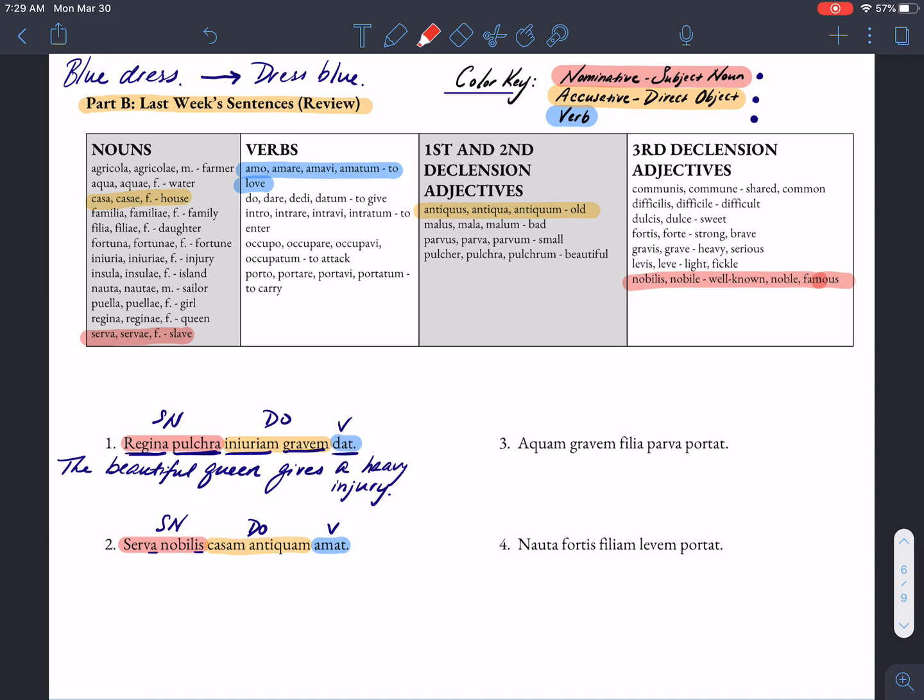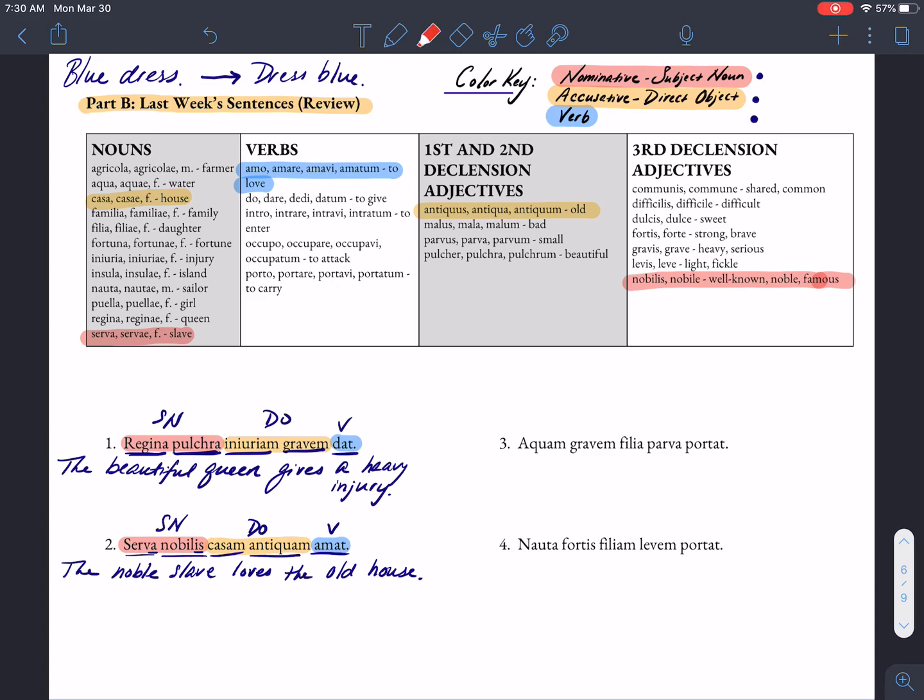Now let's just apply what we know and translate. The nobilis serva, the noble slave, amat, loves the antiquam cassam, the old house. And that's your translation. Again, we went through the markup, then we looked up the vocabulary we needed, and then we translated. That's the order I want you to do these in.